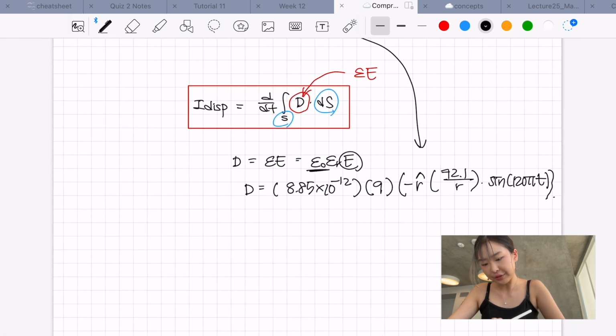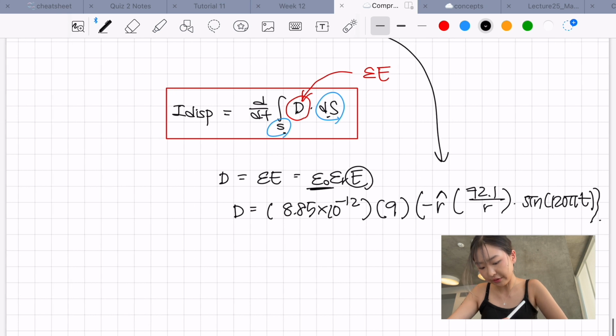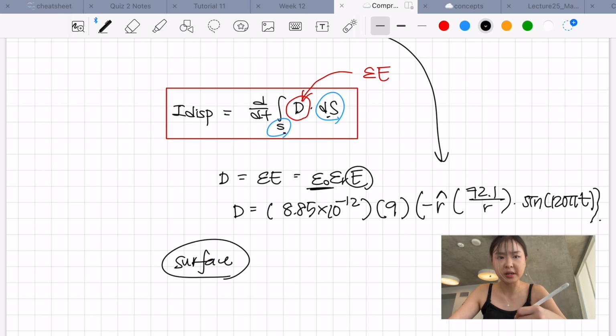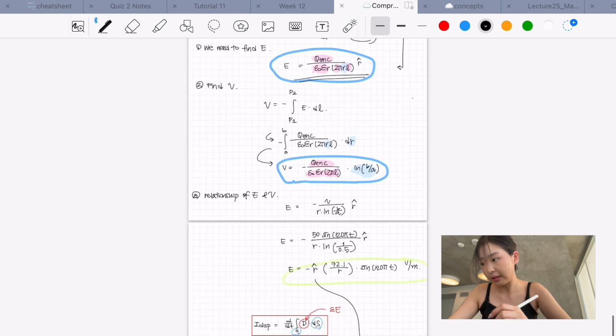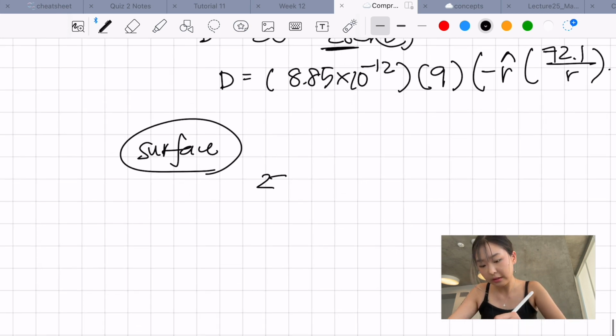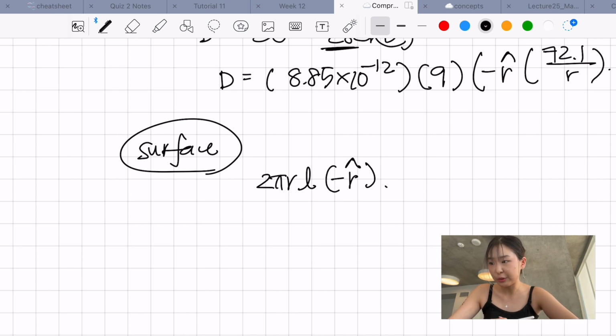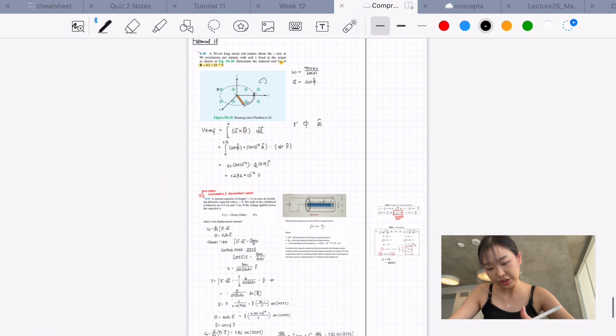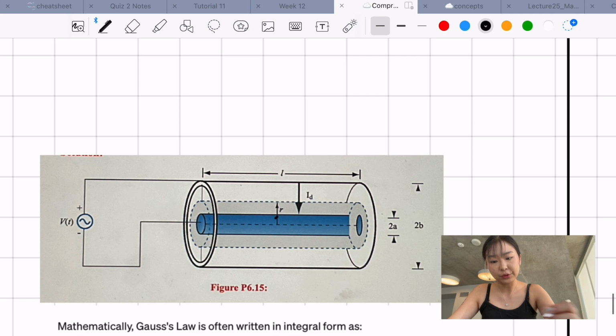And we're going to integrate this over S, which is the surface area again. It still stays the same, still the cylindrical surface area, which is 2 pi RL. But this time, I'll write it down as 2 pi RL in the negative R hat direction. It's the negative R hat direction because displacement current is always flowing from the outer conductor to the inner conductor. Because R is defined in this question to be outwards, for displacement current flowing inwards, it'd be the negative R hat direction.